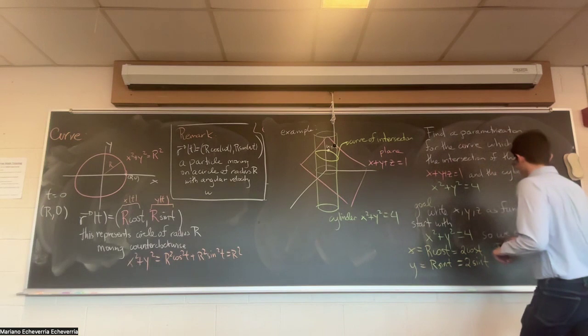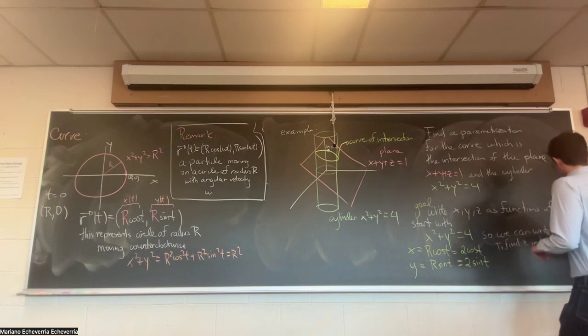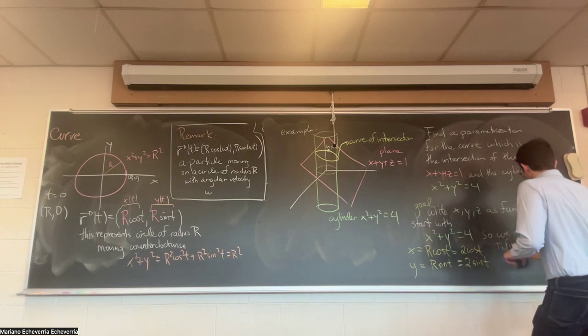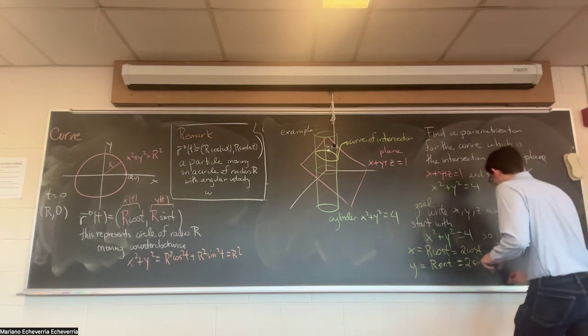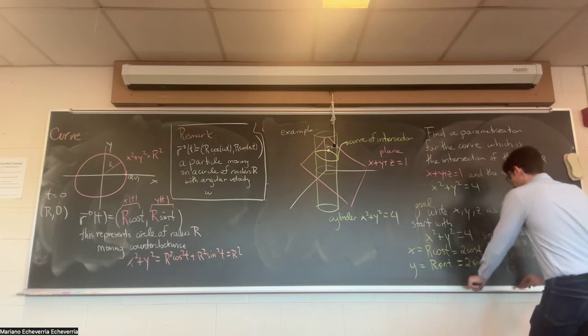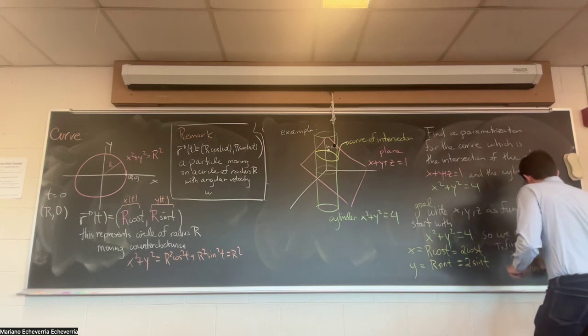So to find z in terms of t, you can say that z equals 1 minus x minus y. So what does that give you? That gives you that z equals 1 minus 2 cosine of t minus 2 sine of t.